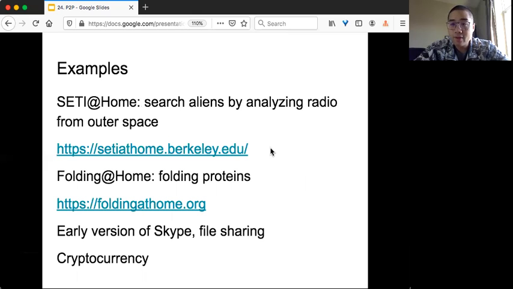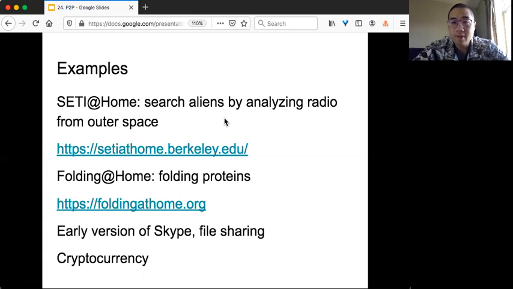I think one of the most famous ones is called SETI, funded by Berkeley. You can contribute or donate your idle CPU resources to help analyze the radio signals that we receive from outer space. The hope is that we can figure out some signal that aliens or ET are trying to tell us.